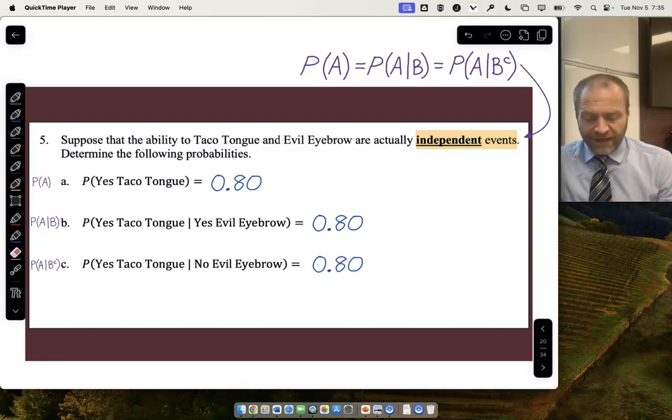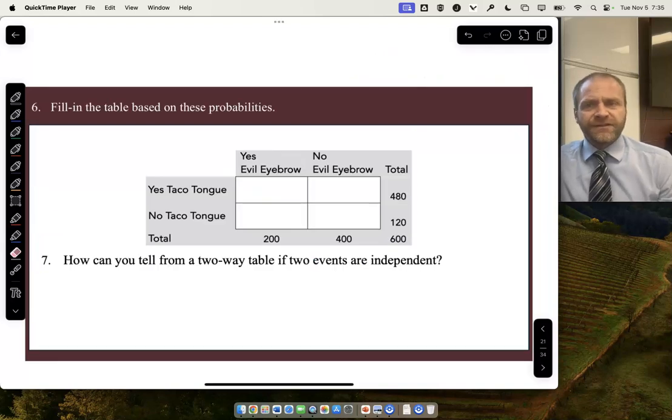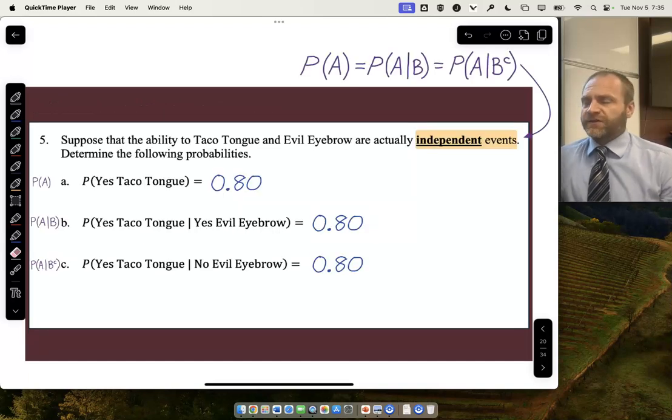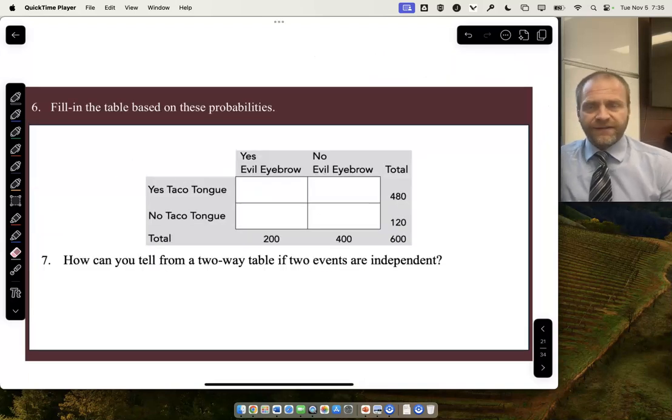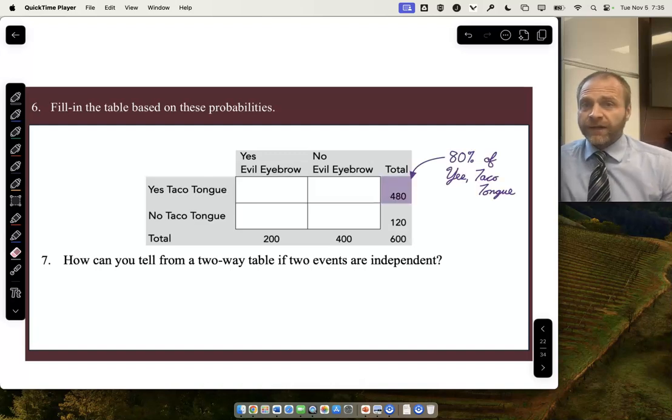So we're going to look at that and actually find out what a two-way table should look like if they are independent of each other. And that's where questions 6 and 7 come into play. Fill in the table based off of these probabilities. So the probability for all of those has to be 80%, 0.80. So the probability that we know given to us, 480 out of the 600, was yes, talk or tongue. That's 80%. So that one's set. That one's good. That's the probability of event A.